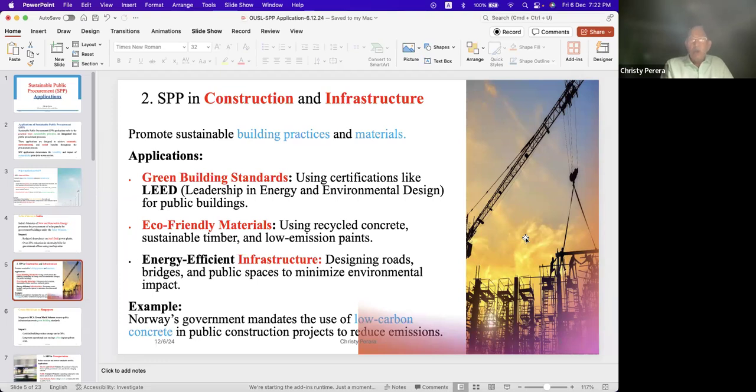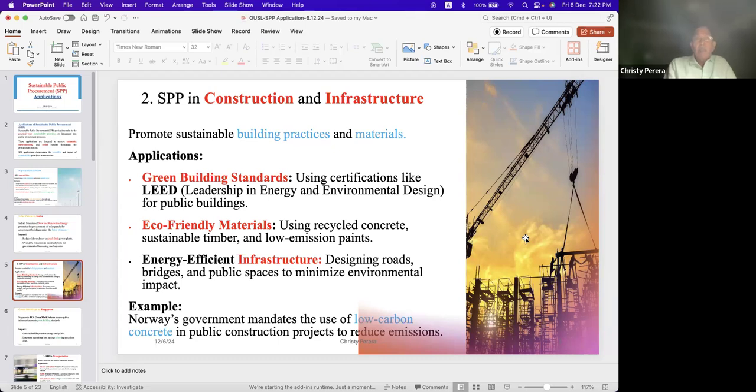Sustainable timber, I told you all, the Forest Stewardship certification. And low emission paints, you can understand. Energy efficient infrastructure. Infrastructure, sometimes energy efficient. Designing roads, right? Sustainable roads, bridges, and public spaces to minimize environmental impact. Public places to minimize environmental impact.